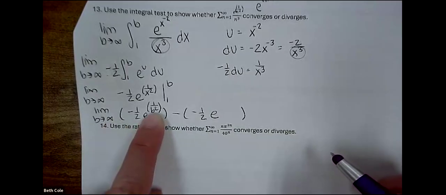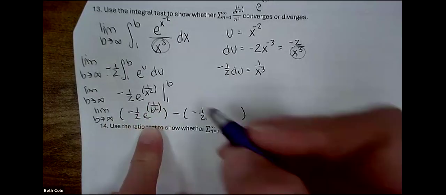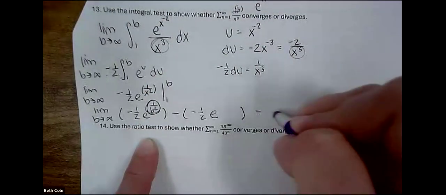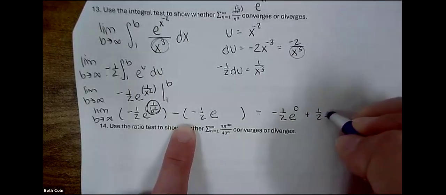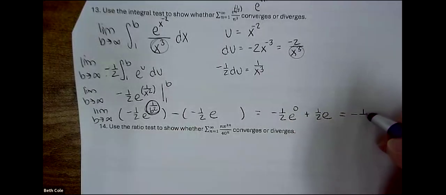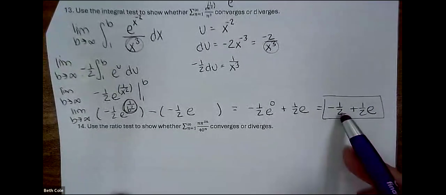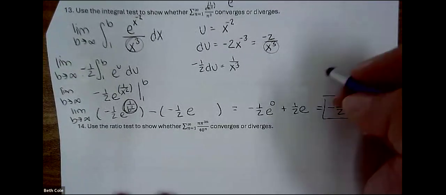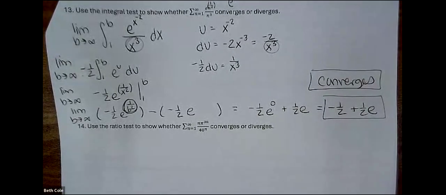And then as we go out to infinity, this denominator is going to get larger and larger and larger, which means this portion is going to go to 0. These negatives are going to cancel. Anything to the 0 power is 1, and then times negative 1/2 is negative 1/2. The point is, since we got an answer, and this is a number, the series converges. If you get infinity, then divergence. So whatever the integral does, the series does as well.